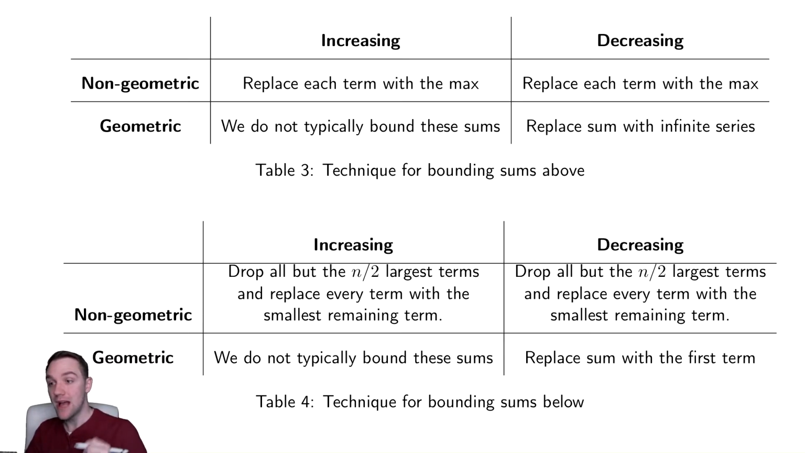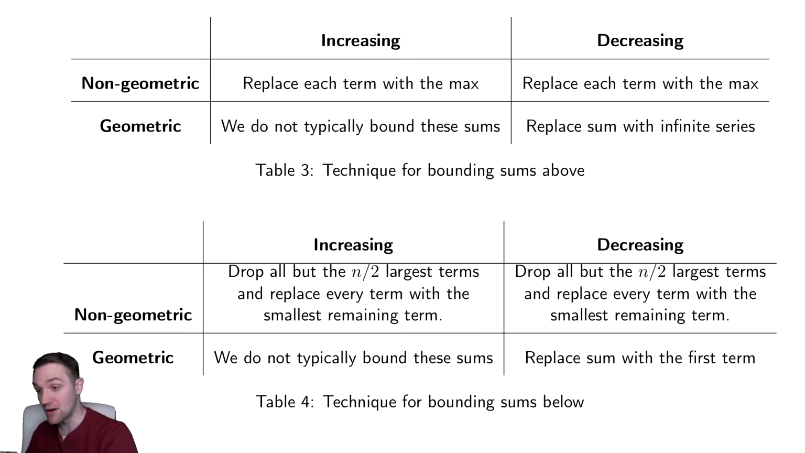So, when you have a non-geometric sum, regardless of whether it is increasing or decreasing, you do the same thing for both an upper bound and a lower bound. For an upper bound, you replace each term with the max. This was our log of i example and our n squared minus i squared example. We replaced each term with the maximum and then worked from there.